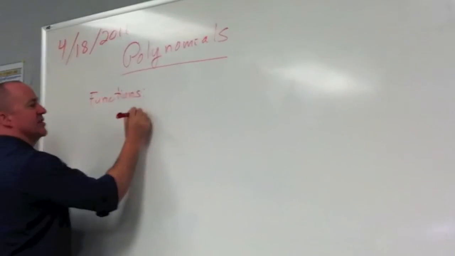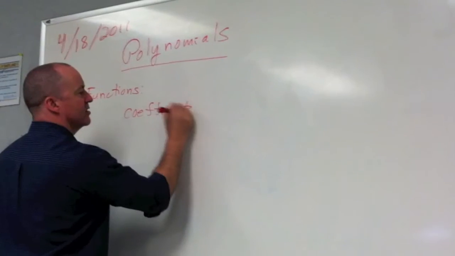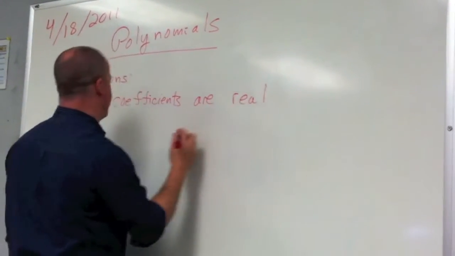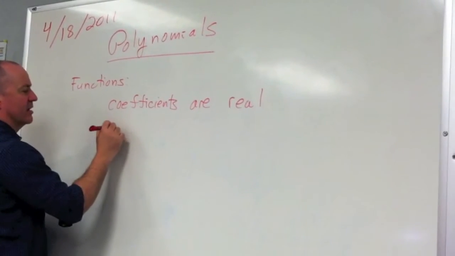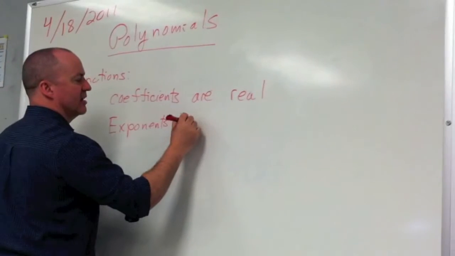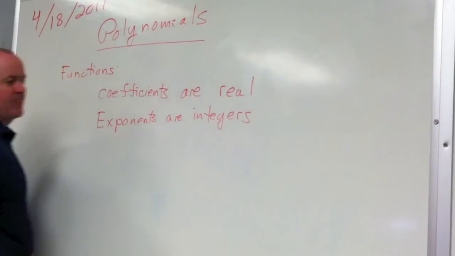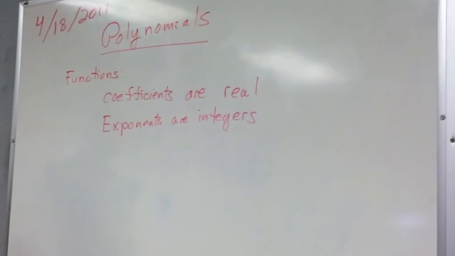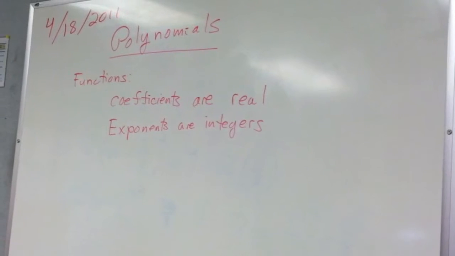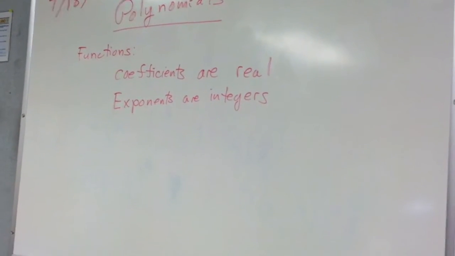In these functions, the coefficients are real numbers. The exponents are integers. Coefficients are real numbers. The exponents are integers. Integers have to be real, right? Yeah, integers have to be real. That takes care of it.